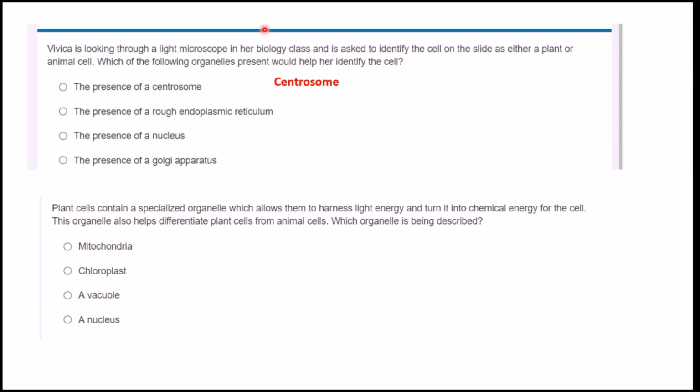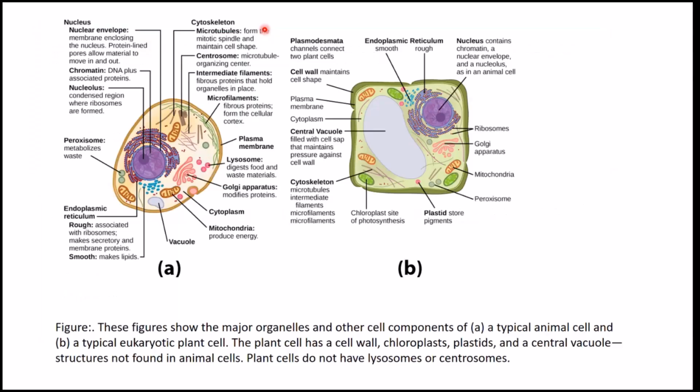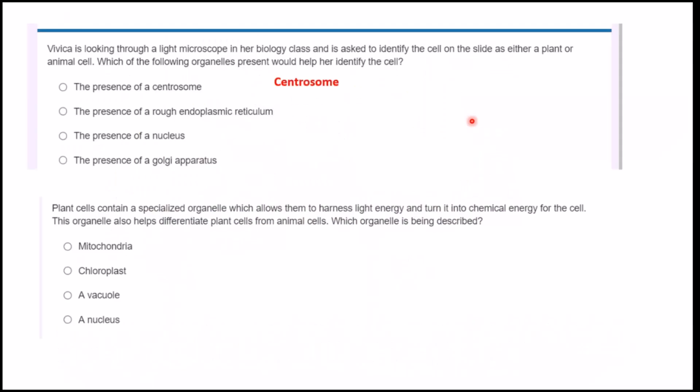This organelle helps differentiate plant cells from animal cells. Which organelle is being described? What is the answer? Is it mitochondria, chloroplast? Chloroplast. Okay. Anybody else? I also go for the chloroplast. You also go for chloroplast.